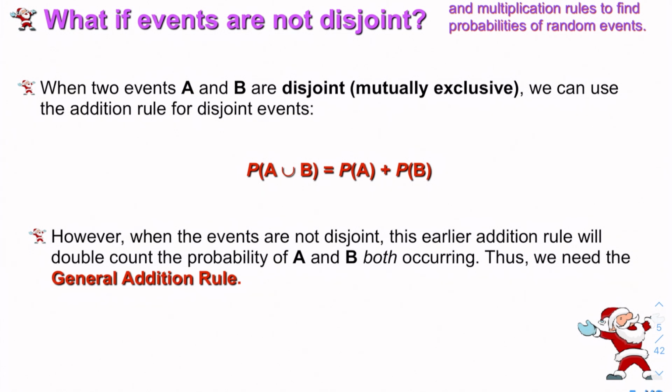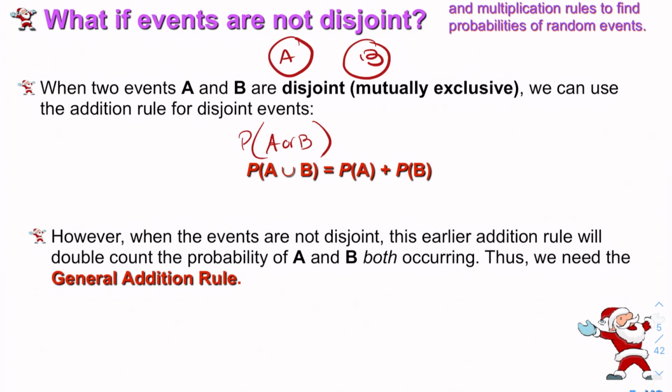So we first start off with this statement of what if events are not disjoint. When two events A and B are disjoint, or they don't share anything in common, we call those mutually exclusive events. We can use the addition rule for disjoint events and say that the probability of A or B, or A union B, is just the probability of A happening plus the probability of B happening.